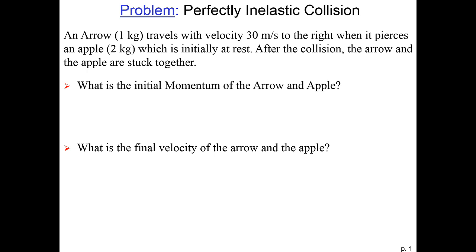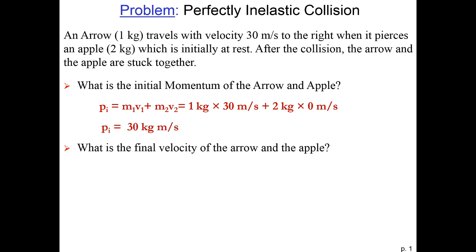First, we want to know what is the initial momentum of the arrow and the apple. Finding the initial momentum is pretty straightforward. Our initial momentum is the mass of the apple times the velocity of the apple plus the mass of the arrow times the velocity of the arrow. In this case, our arrow is moving and the apple is stationary, so the momentum of the apple is just 0. The momentum of the arrow is 1 kilogram times 30 meters per second, and so the initial momentum is 30 kilogram meters per second.